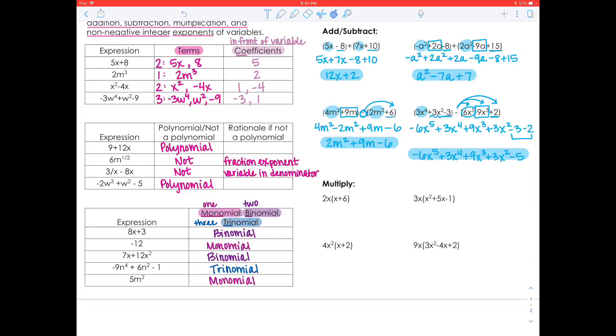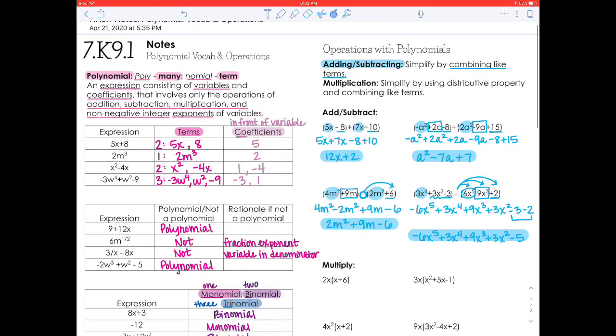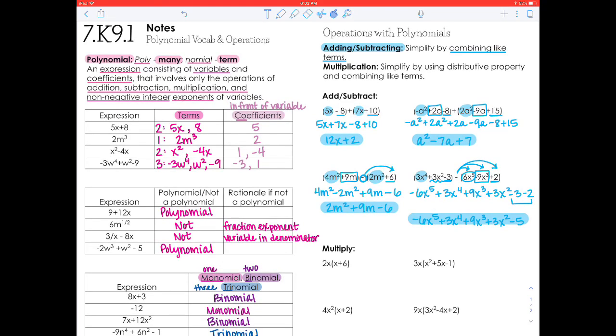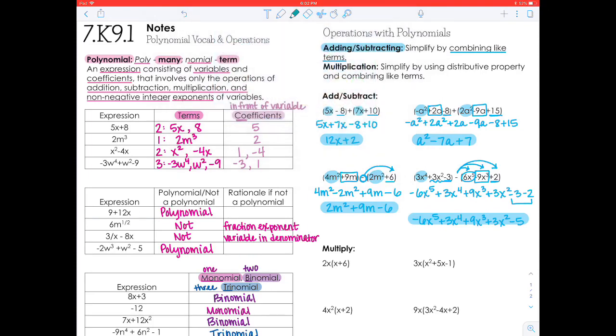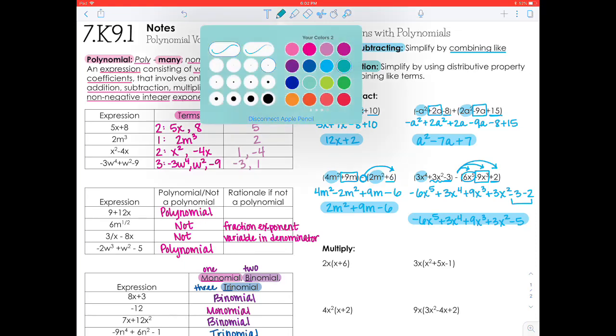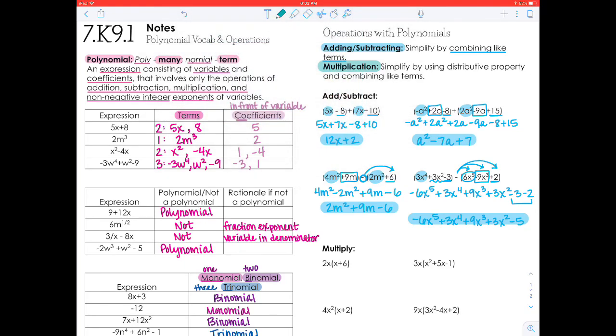Okay, so now that we're done with addition and subtraction, let's do multiplication. So multiplication is going to be similar. It's obviously just going to require some multiplication first. So you're going to simplify your expression by using the distributive property, and then once you've done that, combine any like terms that you have.